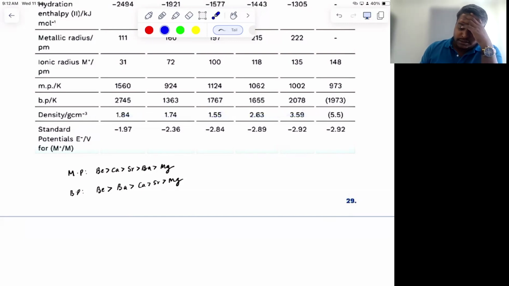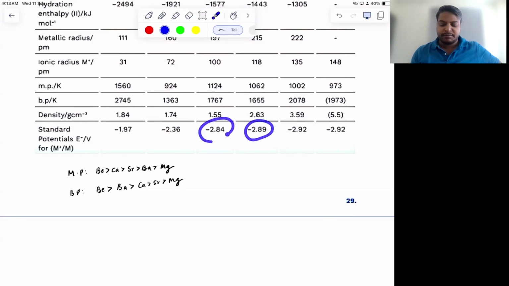For standard reduction potential, down the group it is supposed to increase, even in group one, but lithium was far better. Unlike that, here there is a regular increase in the trend. Barium will have the highest negative standard reduction potential, then strontium, then calcium, magnesium, and then beryllium.